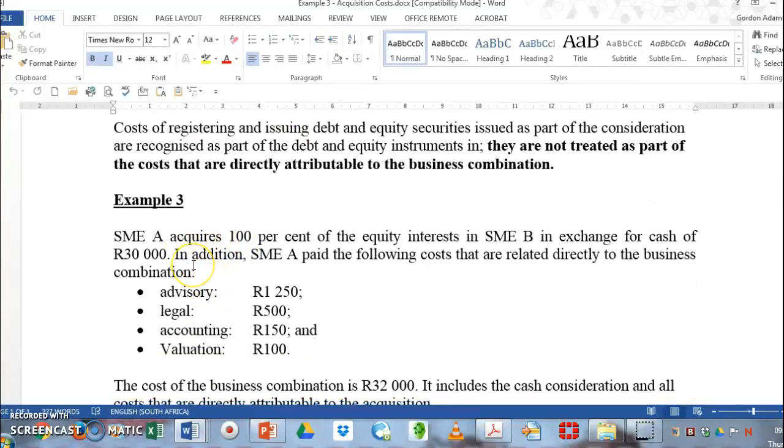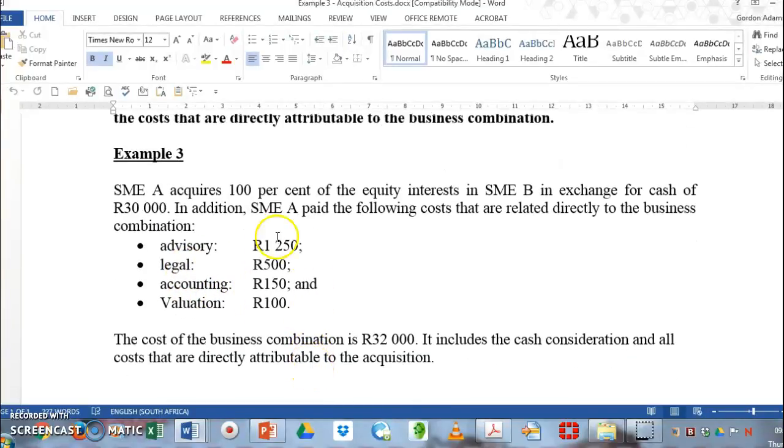So let's look at example 3. It says SMEA acquires 100% of the equity interest in SMEB in exchange for cash of 30,000 Rand. In addition, SMEA paid the following costs that are related directly to the business combination. So we paid advisory costs, we paid legal costs, we paid accounting costs, and we paid valuation costs. The total sum of which is 2,000 Rand.